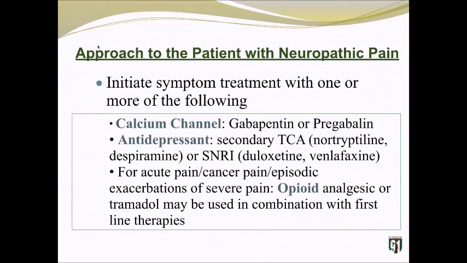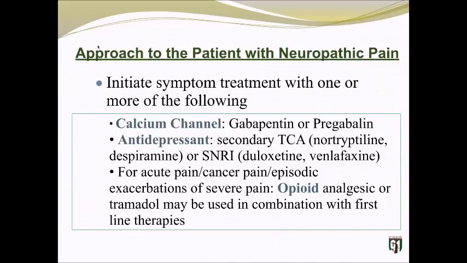And initiating symptom treatment with one or more of the following will include our anticonvulsants, making use of the calcium channels like your gabapentin or pregabalin. Then we also have antidepressants like your secondary tricyclics, like your nortriptyline, desipramine, or your serotonin-norepinephrine reuptake inhibitors like your duloxetine, venlafaxine. So the antidepressants may be used for those with neuropathic pain as well as depression present in the patient.